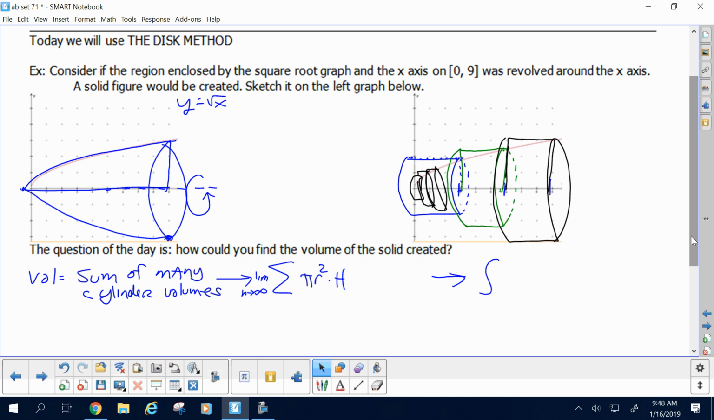Okay, so in order to pull this off, we know that this infinite sum is what an integral does. We have to then account for everything else. Well, the pi is a constant, so it's no big deal. But the radius, well, here's a radius, and here's a radius, and here's a radius, and here's a radius. Well, that stinks because the radius is changing. It's varying. What is the radius?